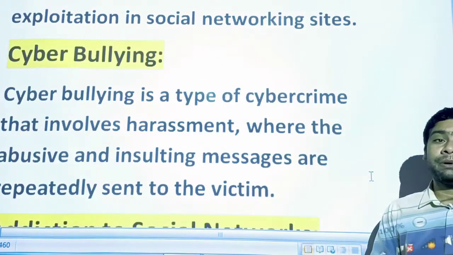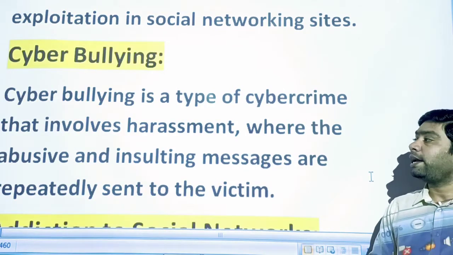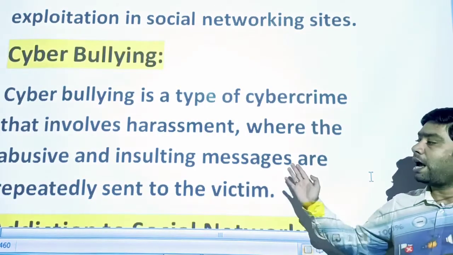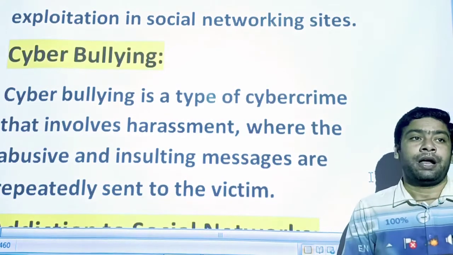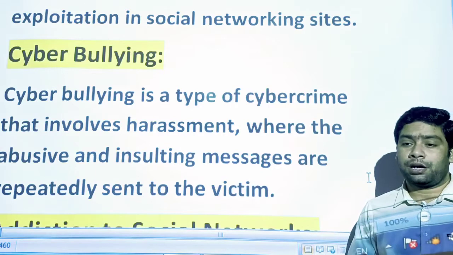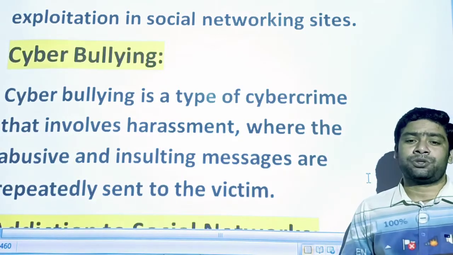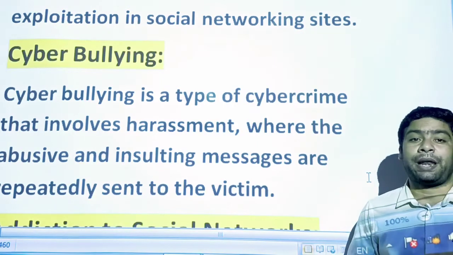The third one is cyberbullying. Cyberbullying is a type of cybercrime that involves harassment, where abusive and insulting messages are repeatedly sent to the victim. Vulgar words, vulgar images and unthoughtful images are shared on this kind of platform, which makes us embarrassed.